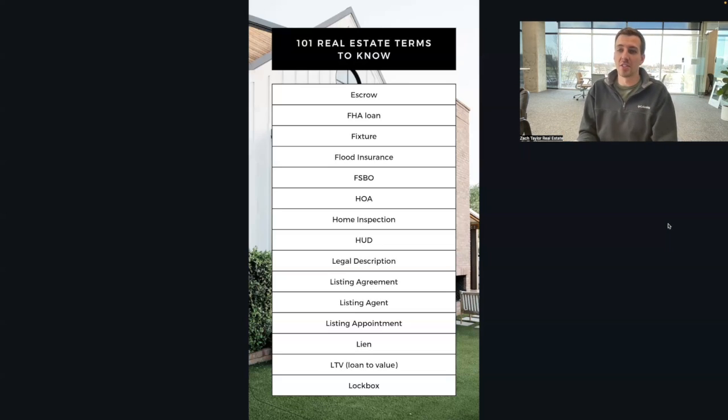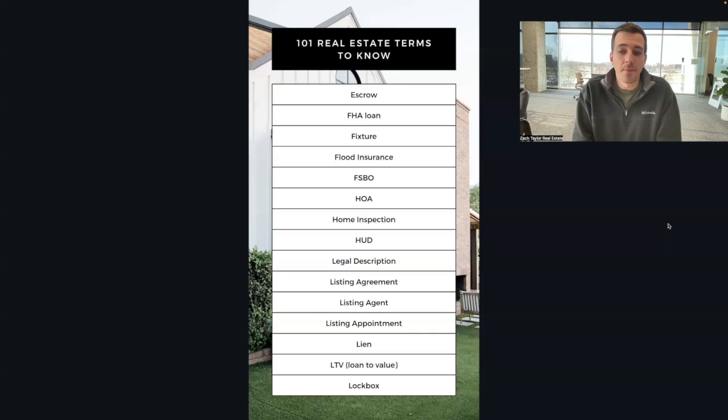Listing appointment. This is what the agent does before they have that signed listing agreement. They go on an appointment to meet with a prospective seller to see if it would be a good fit to work together. That's a listing appointment. Hey, let's meet up. Let's go over what your home could sell for, what we can do to help get it sold, and how we can best help you. That's a listing appointment.